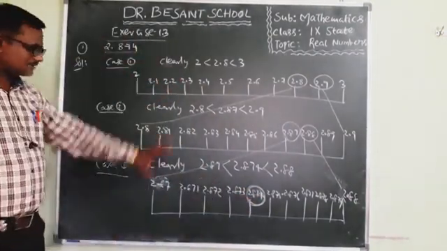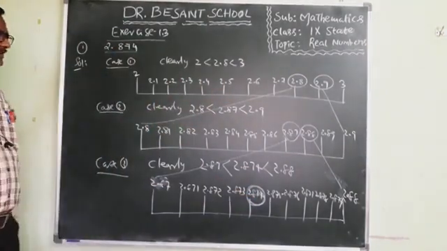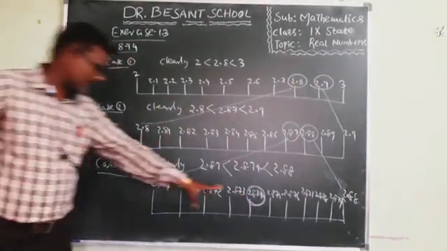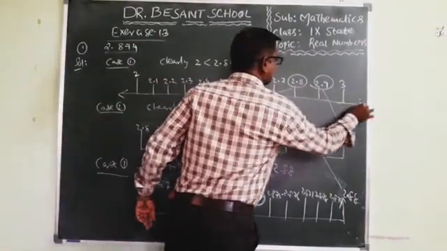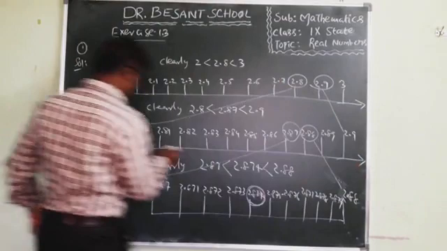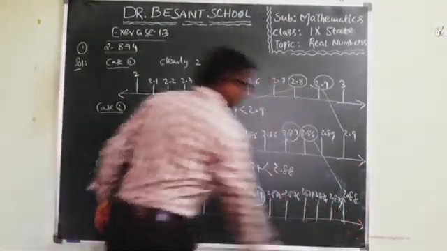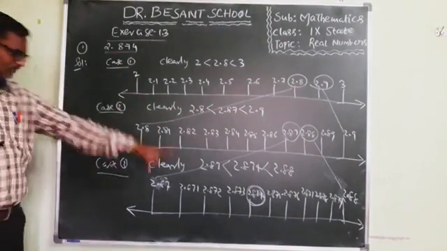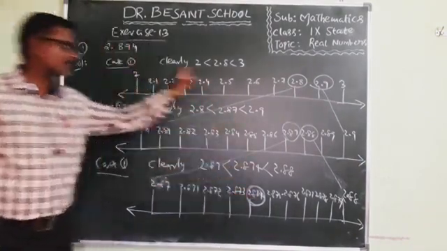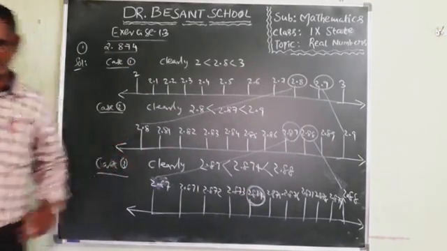So this is the procedure for representing 2.874 on the number line. Number line means this one; you keep arrow marks on both sides. So this is the way of representing 2.874 on the number line using successive magnification. Okay children, once you verify.